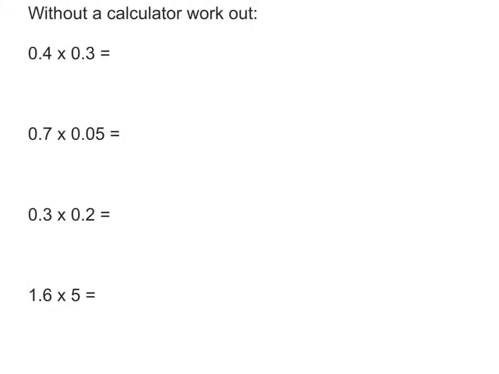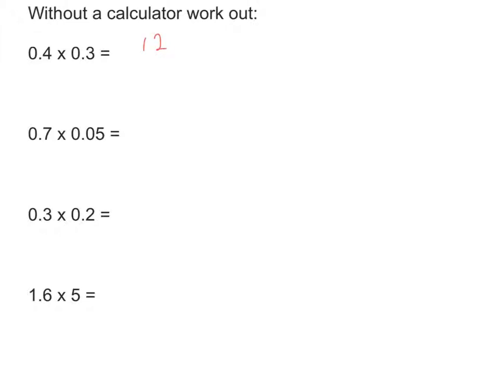So these are very, very straightforward questions that combine two fairly low-level skills: multiplication, then timesing and dividing by tens, 100 and 1,000. So for this question, 0.4 times 0.3 without a calculator. Well, we all know that 4 times 3 is 12.